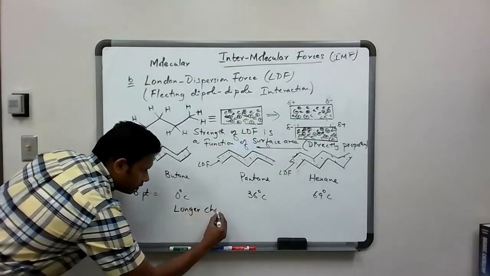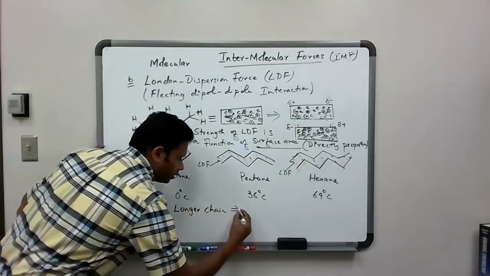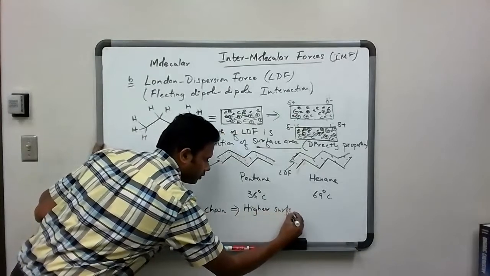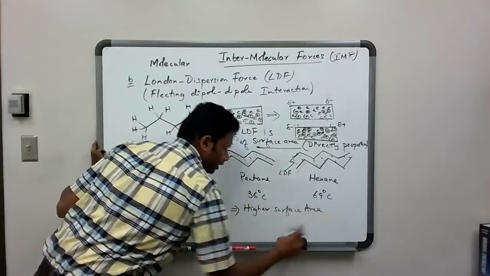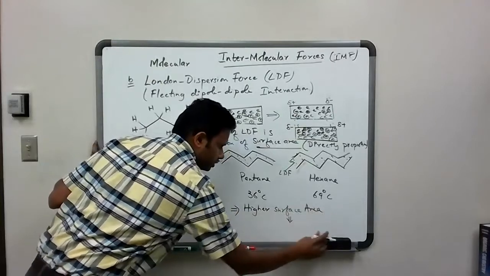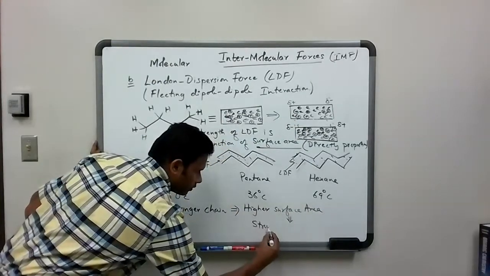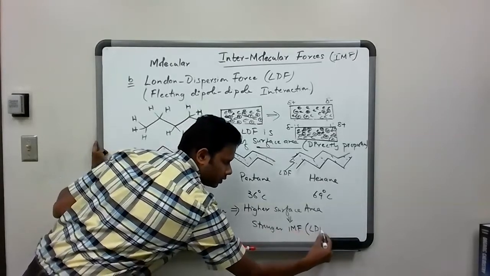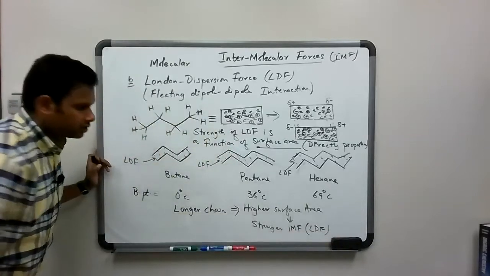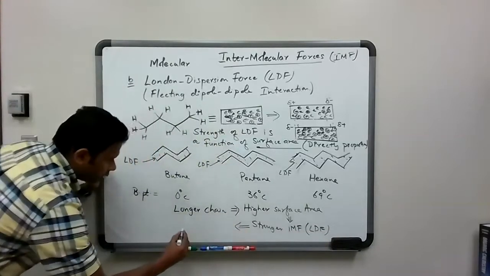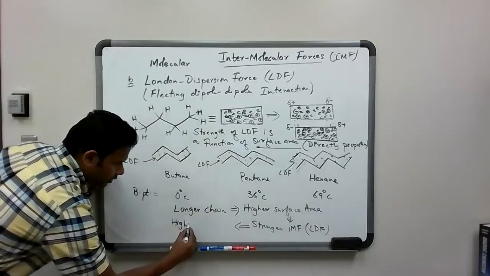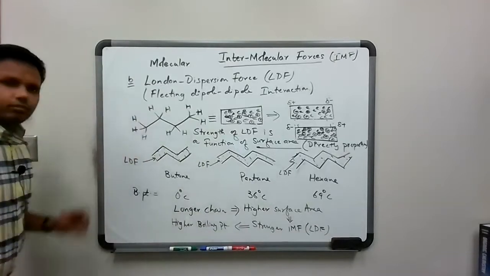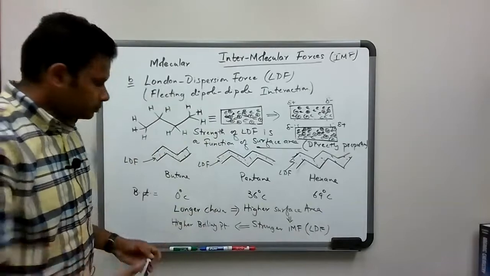So a longer chain implies a higher surface area, which means stronger intermolecular force. In this particular case, it is the London dispersion force, and a stronger intermolecular force would mean a higher boiling point. So that's how it's connected.